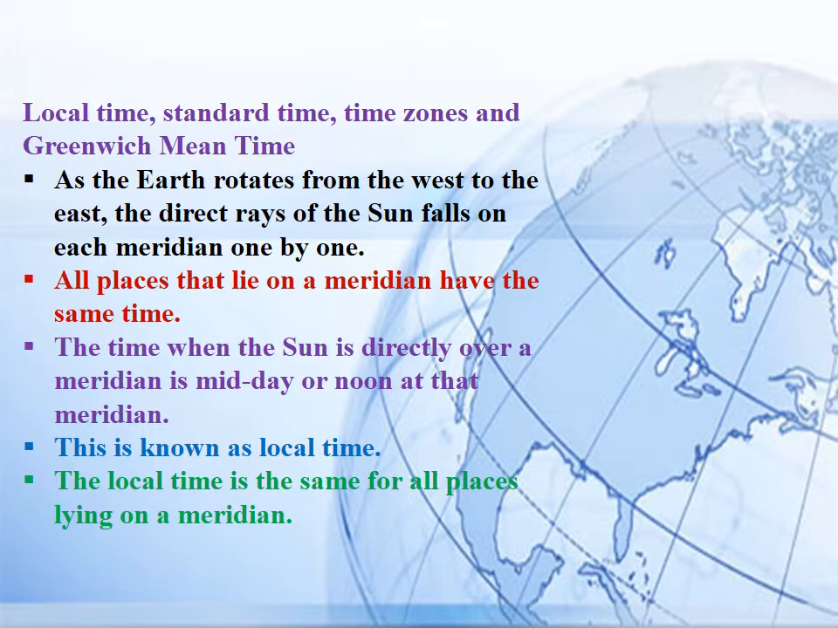Let us see what is local time, standard time, time zones and Greenwich Mean Time, that is GMT. As the earth rotates from the west to the east, the direct rays of the sun fall on each meridian one by one. All places that lie on a meridian have the same time. The time when the sun is directly over a meridian is midday or noon at that meridian. This is known as local time. The local time is the same for all places lying on a meridian.